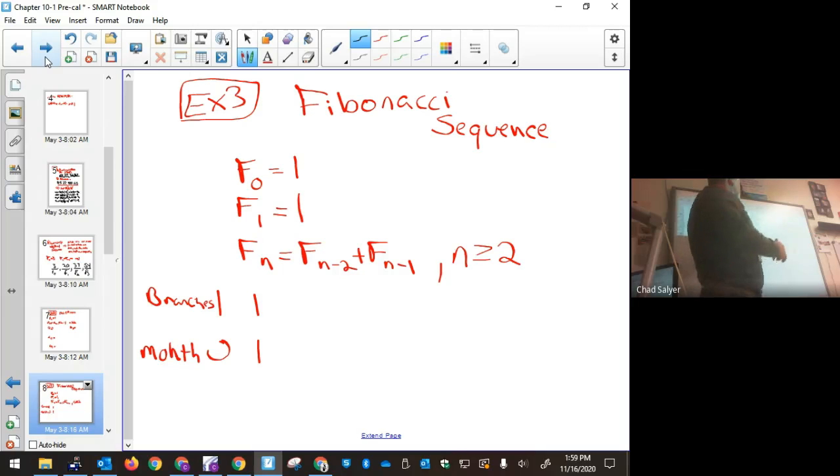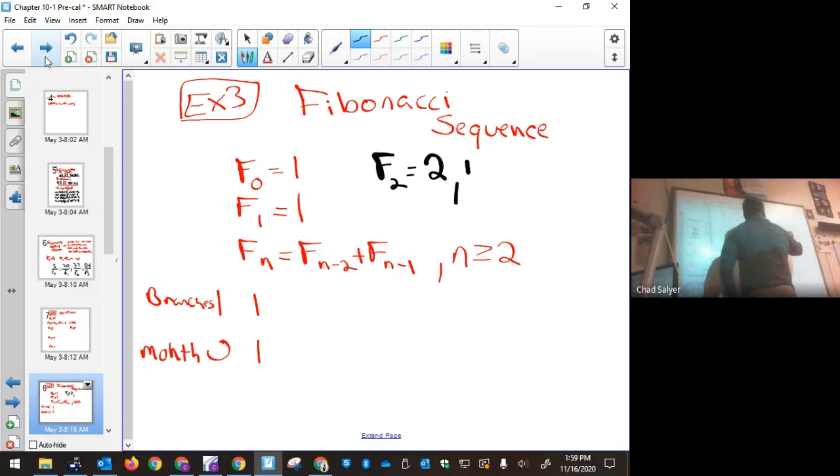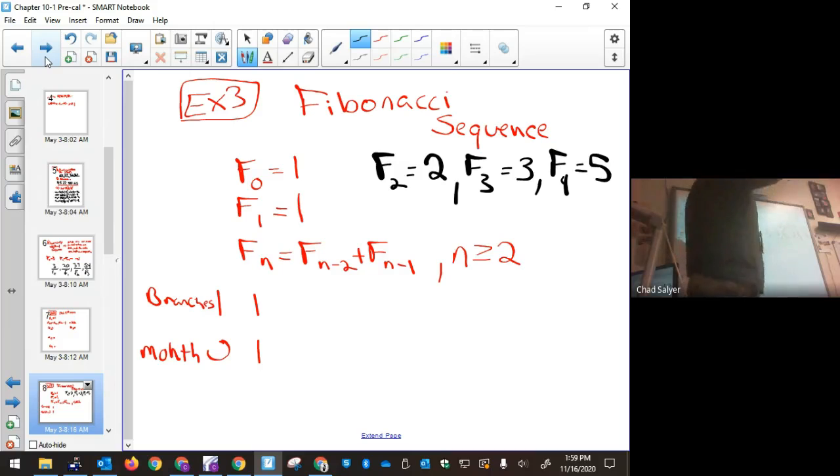And then the third month, it'd be the sum of the previous 2. And so f sub 2 is 1 plus 1 or 2. F sub 3 is 2 plus 1 or 3. F sub 4, 3 plus 2 or 5. Each subsequent term in the Fibonacci sequence is the sum of the previous 2 terms. And Fibonacci numbers play a very interesting role in evolutionary biology.